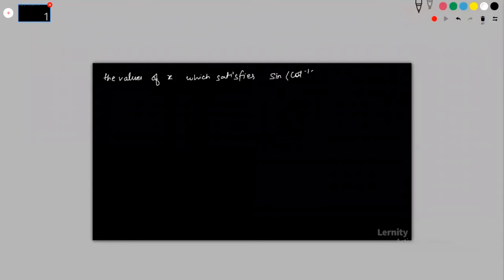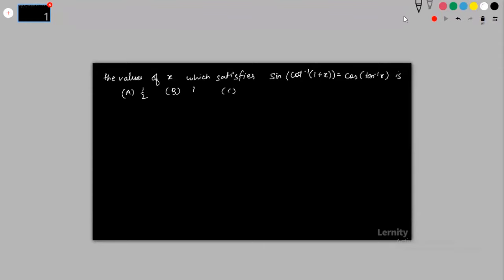Okay. So the question is: the values of x which satisfy sine of cot inverse of (1 plus x) equals cos of tan inverse x is: a) 1 by 2, b) 1, c) 0, and d) minus 1 by 2. Okay.